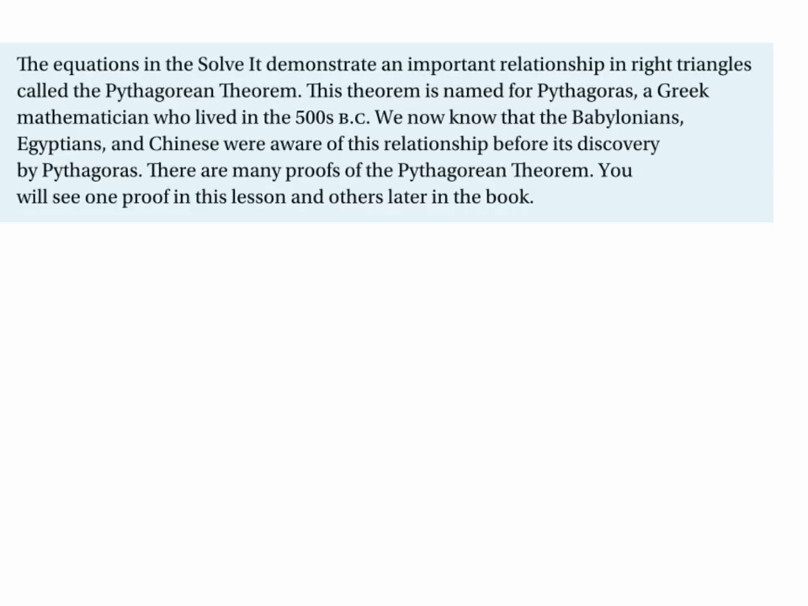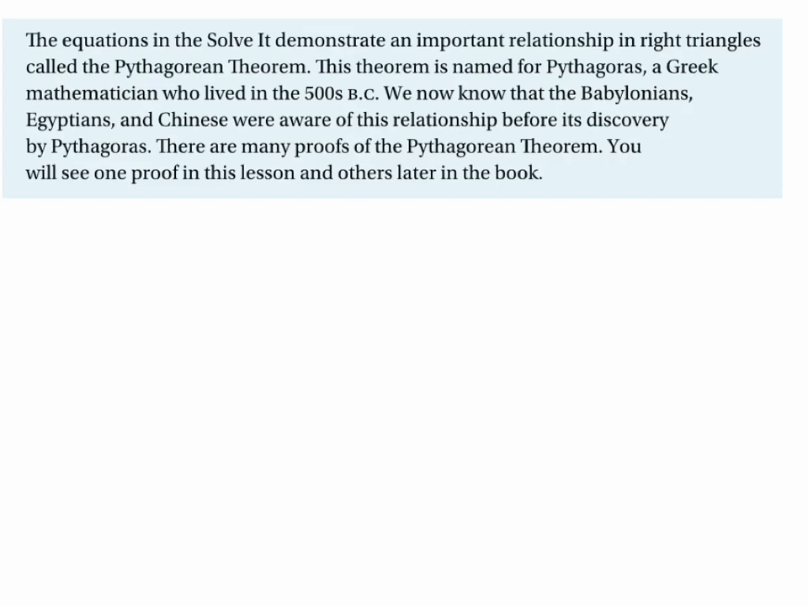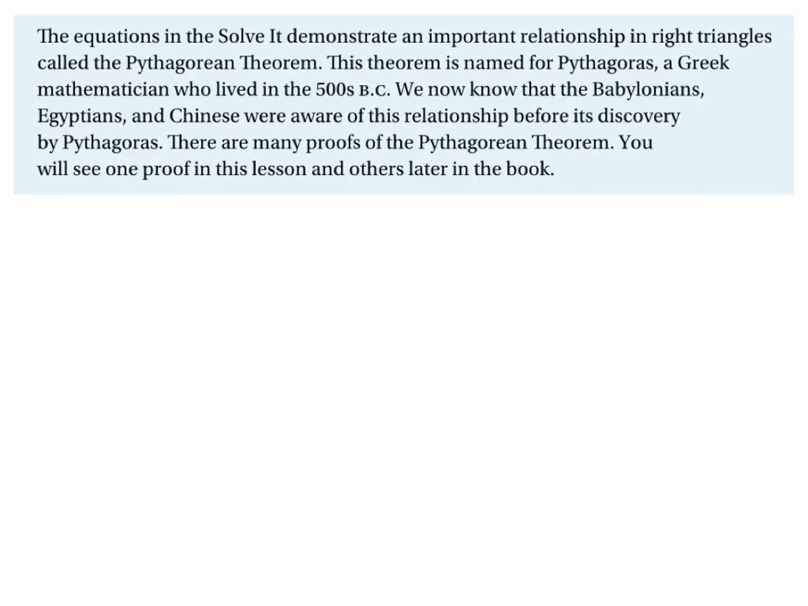The equations in the solve it demonstrate an important relationship in right triangles called the Pythagorean theorem. The theorem's named for Pythagoras, a Greek mathematician who lived in the 500s BC, about 2,500 years ago. We've since discovered by translating texts that the Babylonians, Egyptians, and Chinese were aware of this before Pythagoras discovered it. There are many ways to prove that this is true, and there's one in this lesson and others later in the book. I'm going to show you a visual demonstration of the Pythagorean theorem right now.